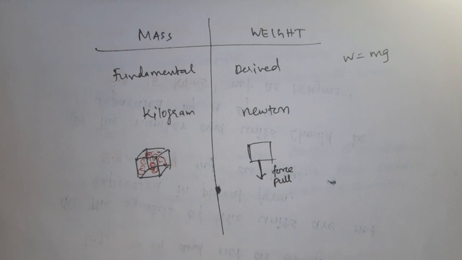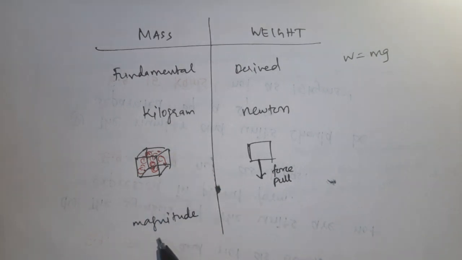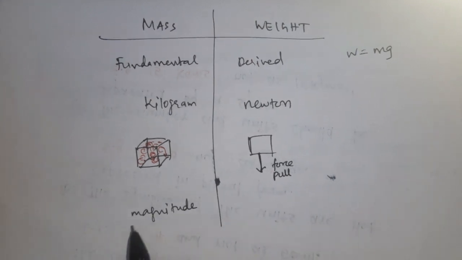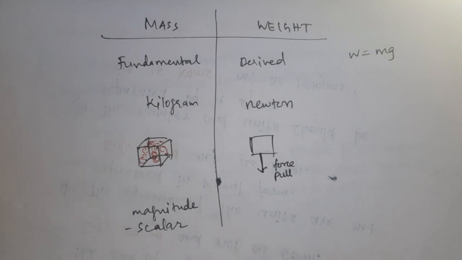Fourth point, mass has only magnitude. If we measure the mass of a substance, we will say only 2 kg or 3 kg, 4 kg, 5 kg like that. So we will not mention any direction. So it has only magnitude, so it is a scalar quantity.